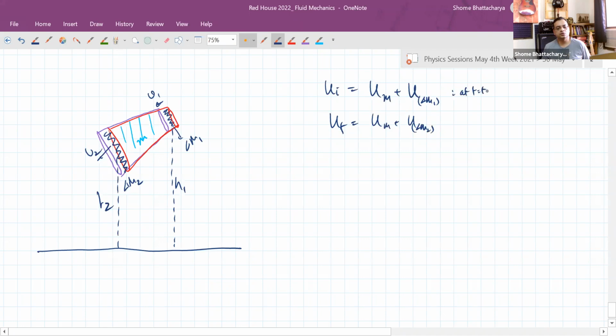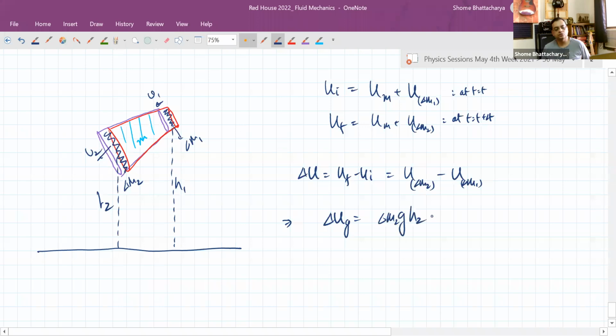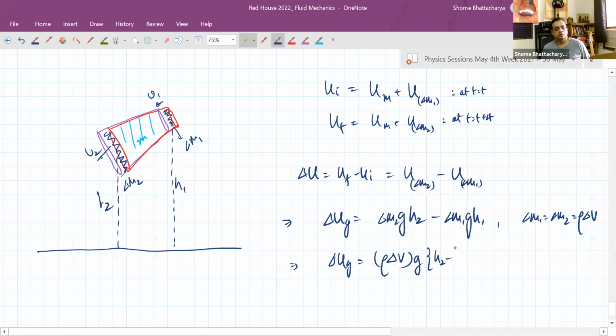This is at t equal to t. This is at t plus delta t. So the change in potential energy becomes the potential energy of this section minus the potential energy of delta m1 section. The change in gravitational potential energy is delta m2 g h2 minus delta m1 g h1. And again, in this, remember that delta m1 is equal to delta m2 is equal to density into the amount of volume flowing through in time delta t. So this term becomes like this.